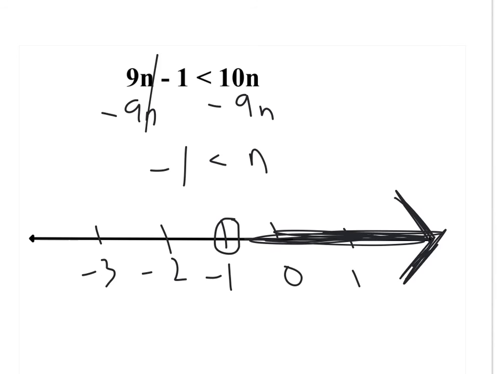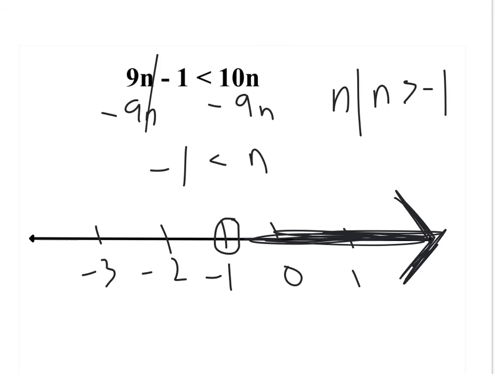Now, just to remind you, the back of the book, the answer is not going to look like this. They're going to put it in set builder notation where they do n, they do a line, and then they flip it. The variable is always on the left in set builder notation, right? And they're going to have n is greater than -1. All right, and that's what that's going to look like. And that just means the set of all numbers n, such that n is greater than -1. So, just what we're looking for.